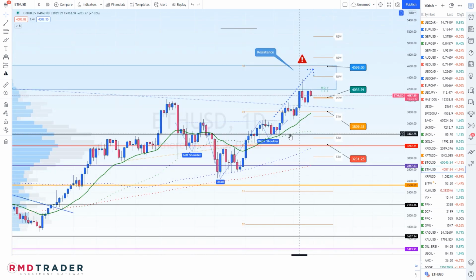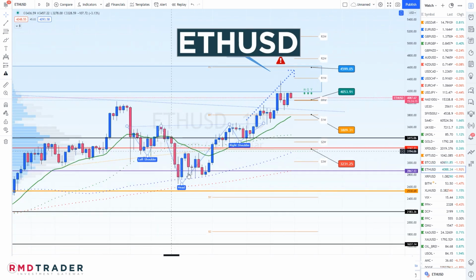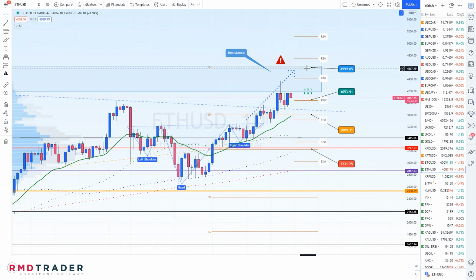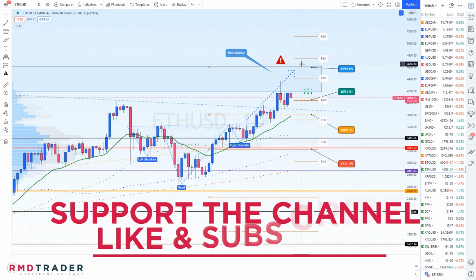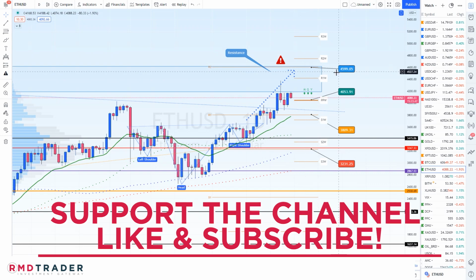Moving on and concluding with Ethereum. Ethereum had this inverted head and shoulders setup with a target at that monthly R2 that was sitting at 4,600. We have not yet reached that target. We are currently trading above the weekly pivot, so that is still bullish, and you can see this trend is showing no indications of reversal as yet. So as long as we stay above the weekly pivot at 4,050, there's a chance that we will see price moving higher to complete that inverted head and shoulders target at 4,600.